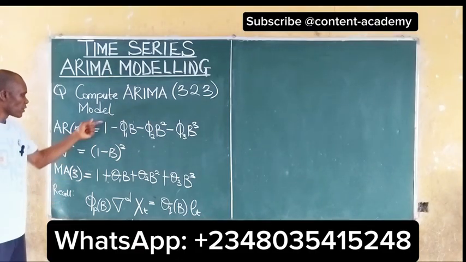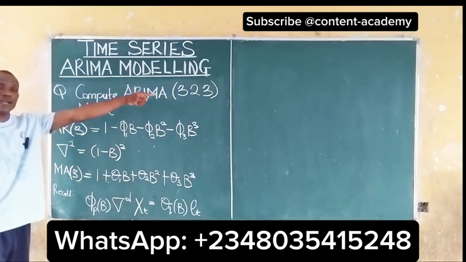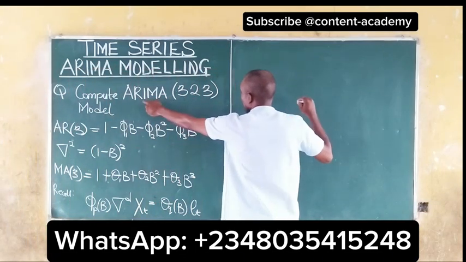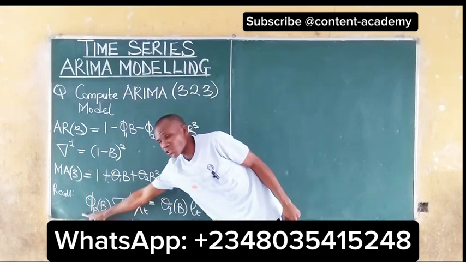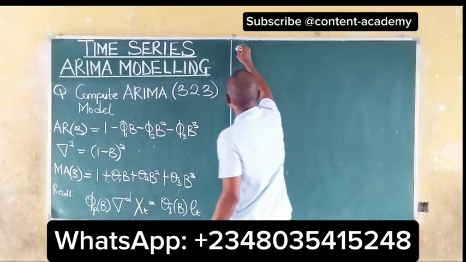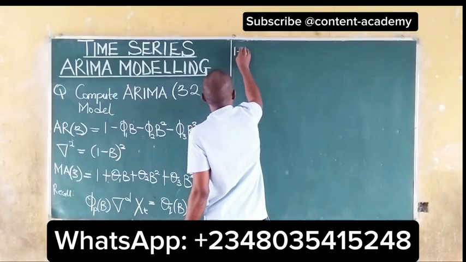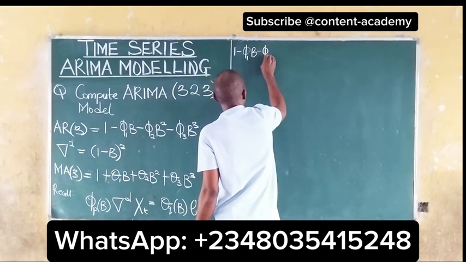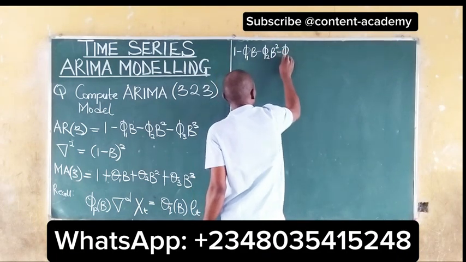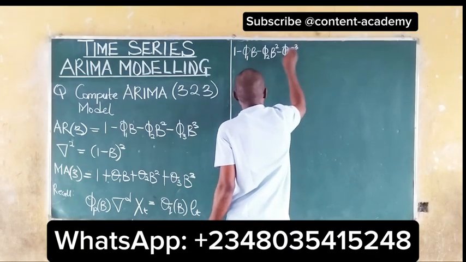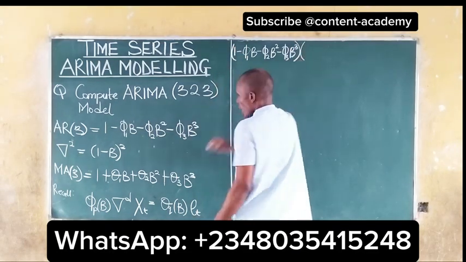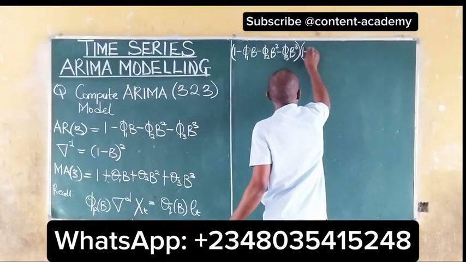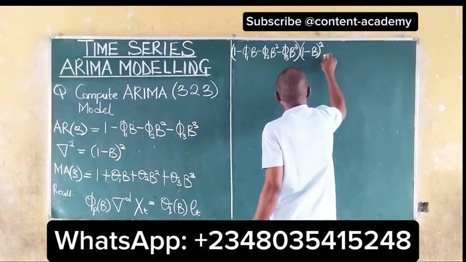Now, for me to write whatever we've gotten here, we move over to this side of the board. We have the ARIMA part, which is this part, our autoregressive part, which we write first to give us 1 minus phi 1 B, minus phi 2 B squared, minus phi 3 B cubed. We have our differencing part to be 1 minus B raised to the power of 2.